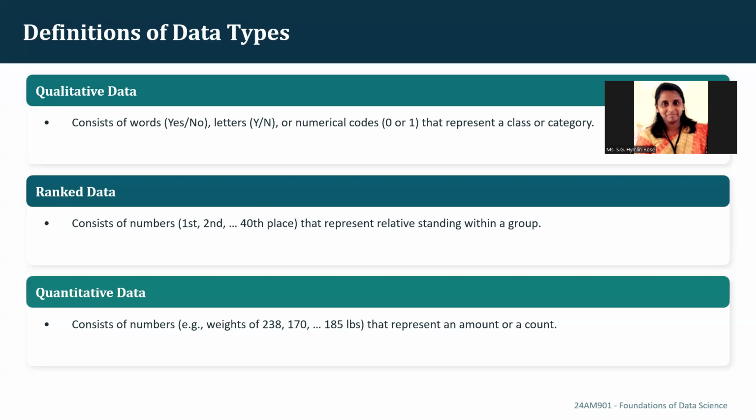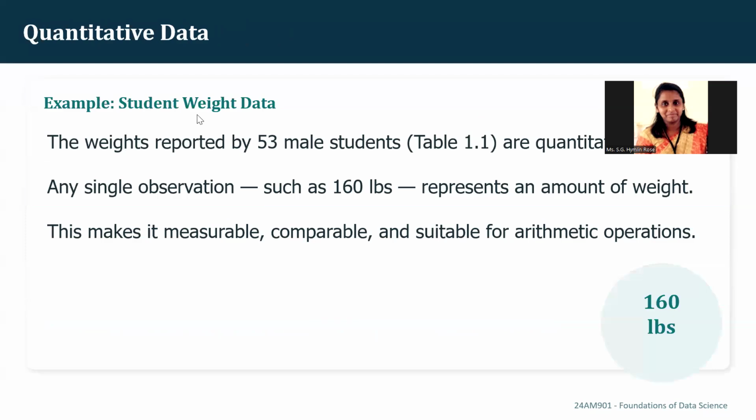Okay. So the third type, quantitative data, consists of numbers like weights of 238, 178, weight in lbs, that represent an amount or a count. In detail, we can discuss one by one. In quantitative data, for example, we can take student weight data. The weights reported by 53 male students are quantitative data, any single observation that represents an amount or weight. This makes it measurable, comparable, and suitable for arithmetic operations.